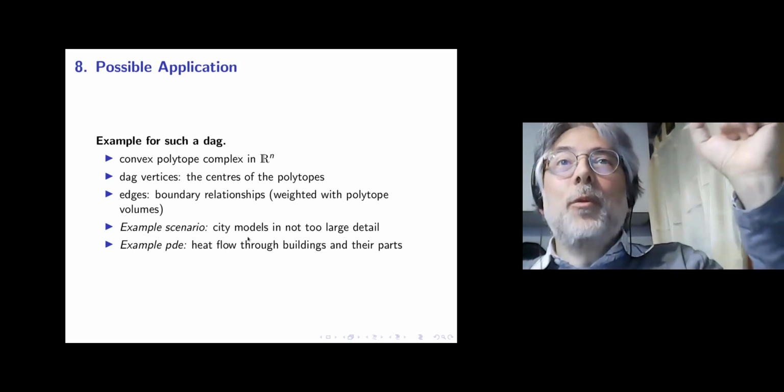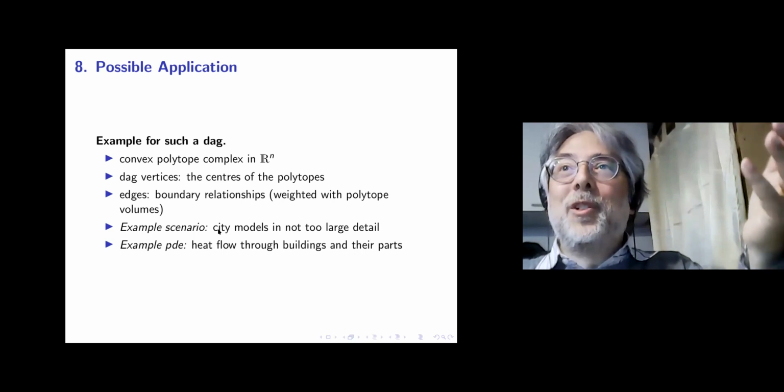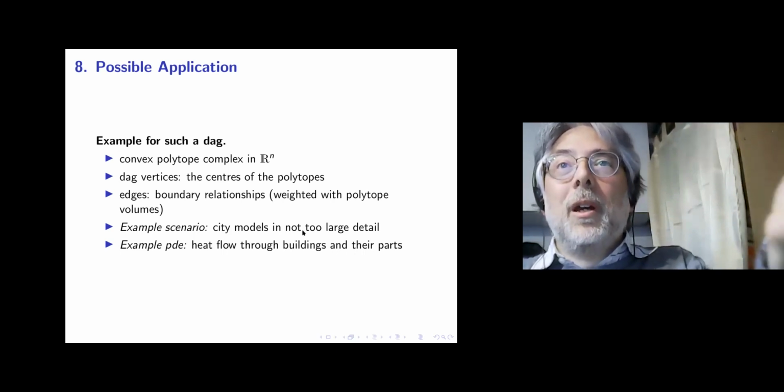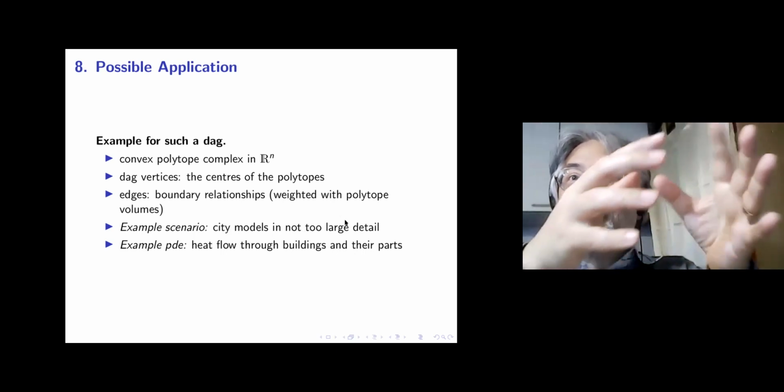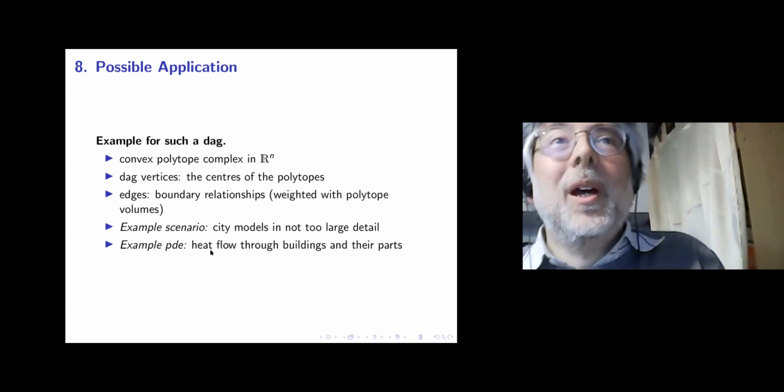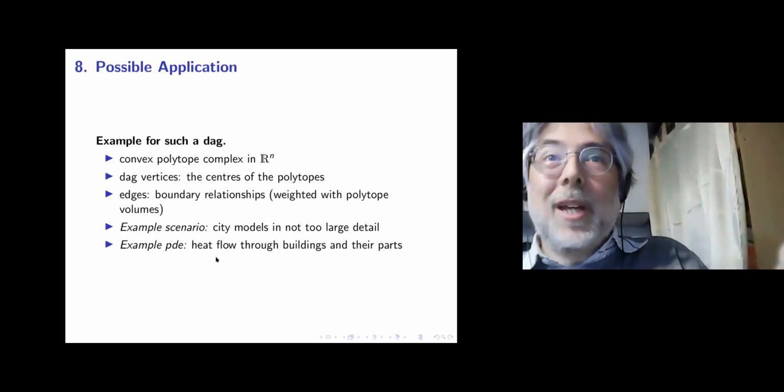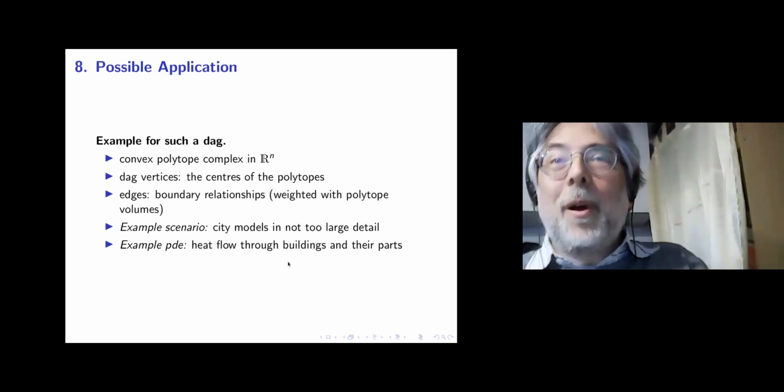An example scenario would be, say, in the domain of geoinformatics, city models, if the detail is not too large, because you don't always have convex polytopes. And an example PDE would be, for example, heat flow through buildings and their parts.